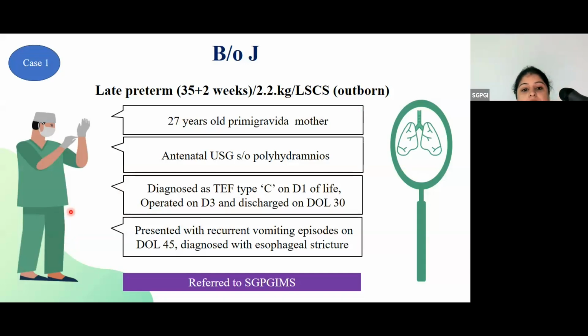In the first case, this was a late preterm baby born at 35 plus 2 weeks of gestation with a birth weight of 2.2 kgs and was an outborn baby. The baby was born to a primigravida mother, but antenatal ultrasound showed polyhydramnios. The baby was diagnosed as tracheoesophageal fistula type C on day 1 of life, was operated on day 3, and was discharged on day of life 30. But on day 45 of life, the baby had recurrent vomiting episodes and was diagnosed with esophageal stricture. Hence was referred to our site.